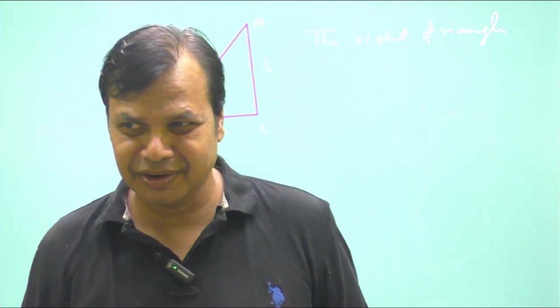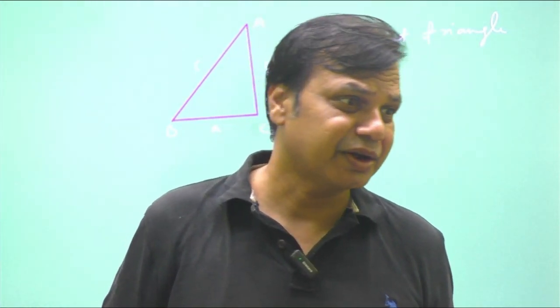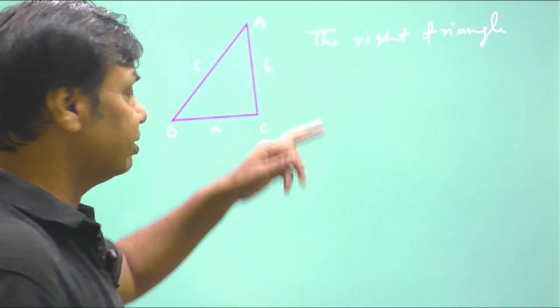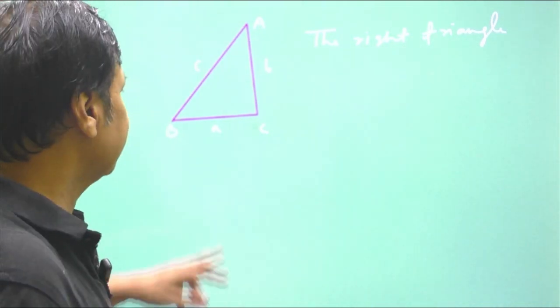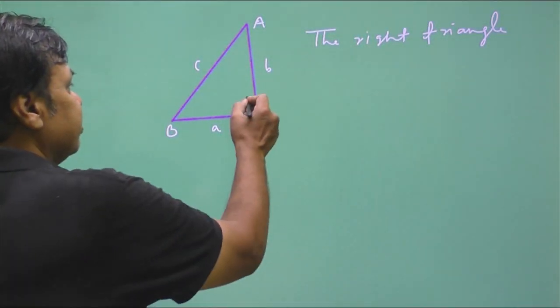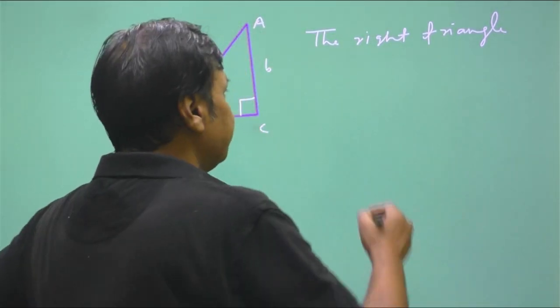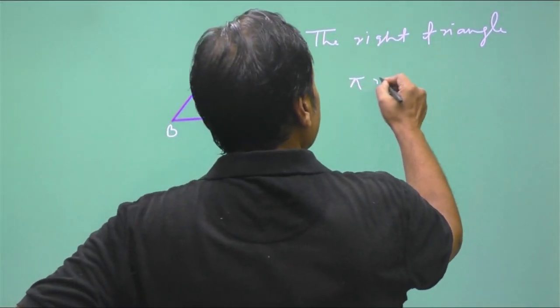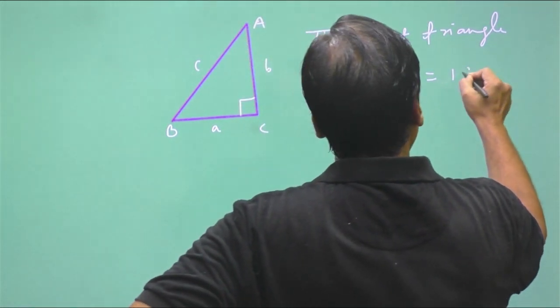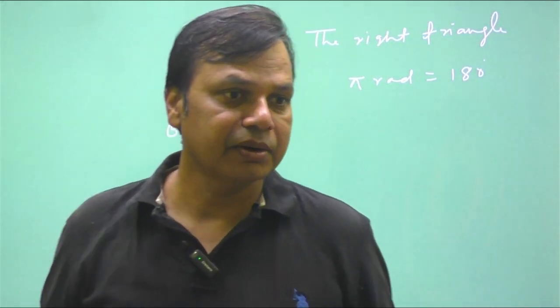So I'm going to talk about basic mathematics and trigonometry first. I have started it from the right angle triangle. You can say right angle square. Here it is. And you know this is the right angle. Call it 90 degree or pi by 2 radian, because you know pi radian is equal to 180 degree. This is the basic relation between degree and radian.